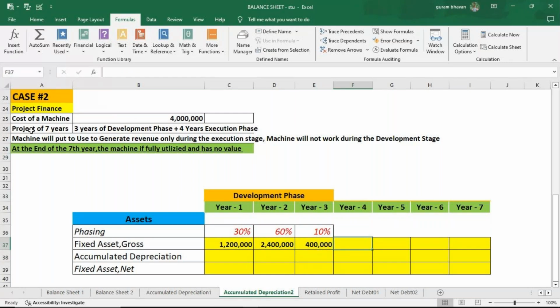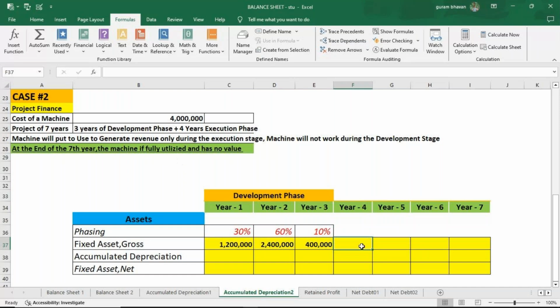The cost of the machinery is 40 lakh rupees. The project is for 7 years. 3 years will be the development phase. 4 years will be the execution phase. So the machine will be put to use to generate revenue only during the execution stage. The machine will not work during the development stage. At the end of the 7th year, the machine is fully utilized and has no value.